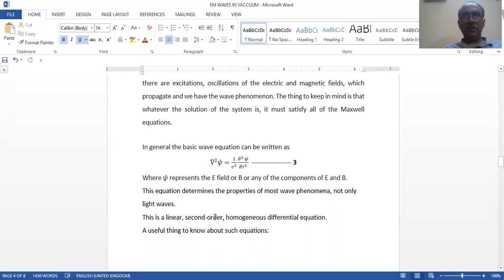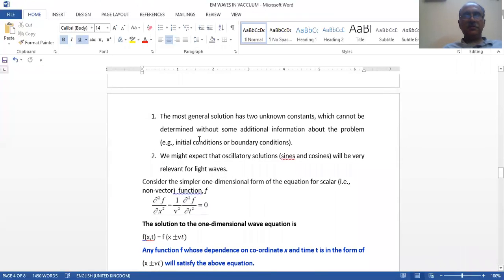This is a second order homogeneous differential equation. A very important thing to remember about such an equation is that its general solution has two unknown constants, which cannot be determined without some additional information about the problem, such as the boundary condition. The other important aspect of the solution is that they may be the ordinary oscillatory solutions, which involve sine and cosine functions. Here we have given a simple one-dimensional form of the equation for scalar function f. So psi has become a scalar function f.